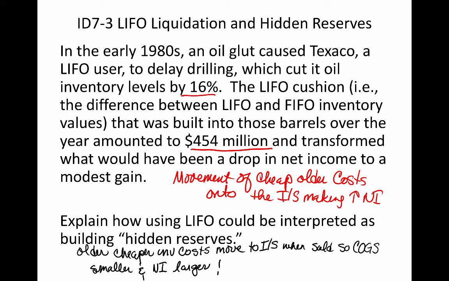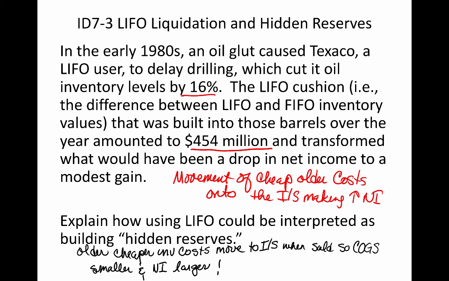Because of that, they started eating into their older, cheaper inventory layers. And by going into their older, cheaper inventory layers and moving them off the balance sheet onto the income statement, their cost of goods sold wasn't as big as it could have been. And so, thus, their profits were larger than expected because they were able to move these cheap, older costs onto the income statement.